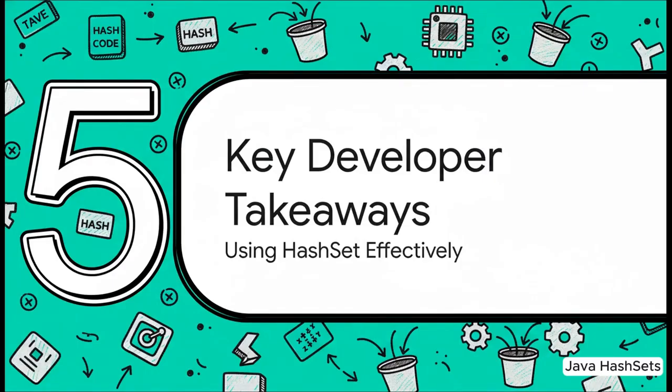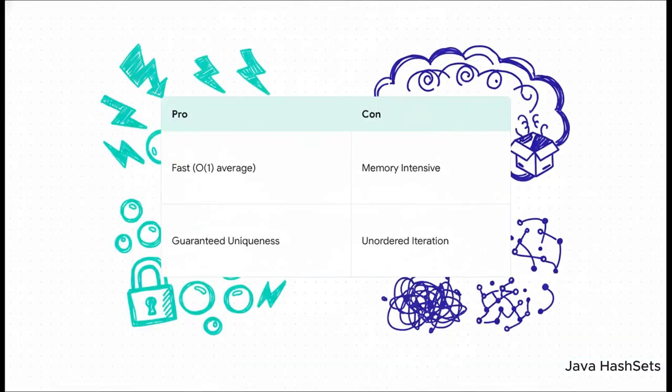Okay, let's pull all of this together. What's the bottom line? What are the most important things for us as developers to remember when we reach for a hash set? This pretty much says it all. In the pro column, it's crazy fast, and it guarantees everything inside is unique. Can't beat that. But in the con column, it's a bit of a memory hog, and you completely give up any control over the order of your elements. Knowing this trade-off is absolutely crucial for deciding if it's the right tool for your specific problem.